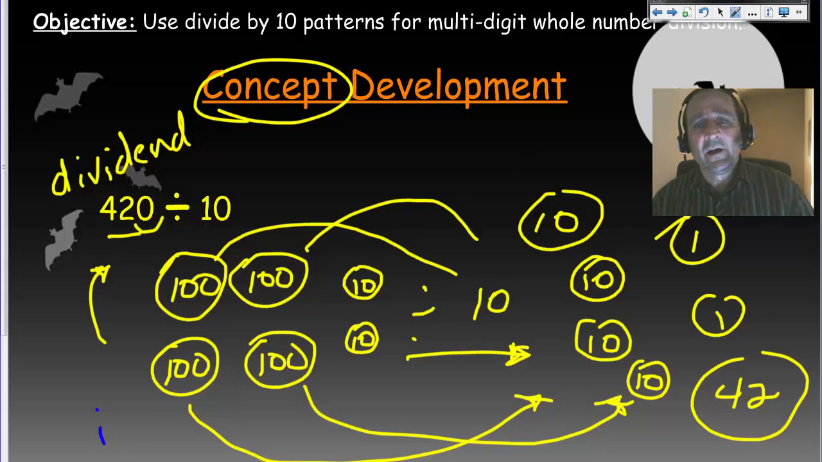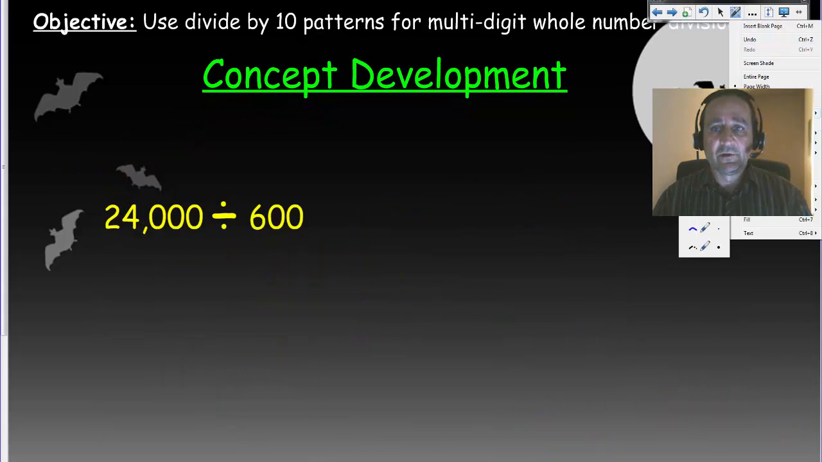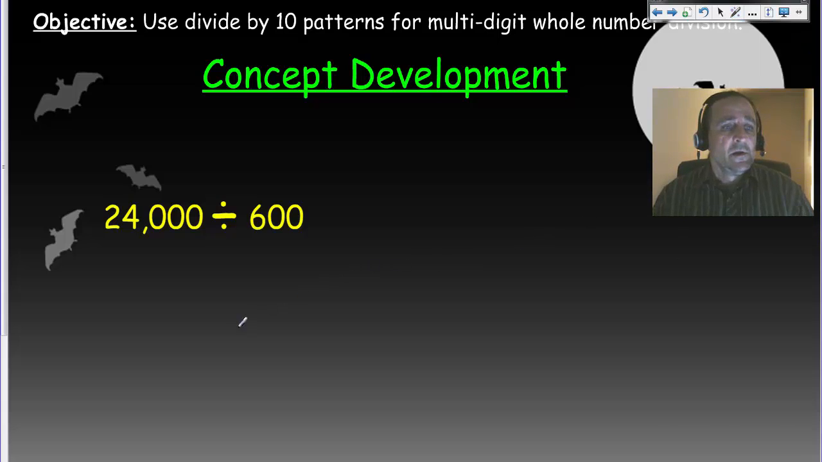Okay, now let's go on to another problem for a little practice here. Trying to do this quickly. Whoa, it's like the number got really large. 24,000 divided by 600.